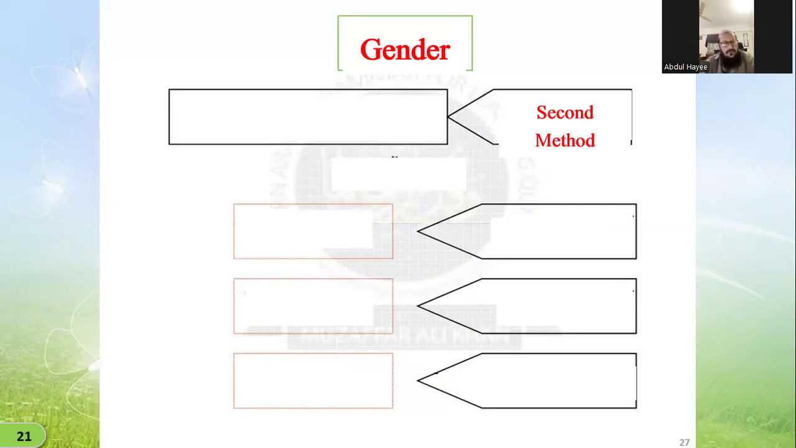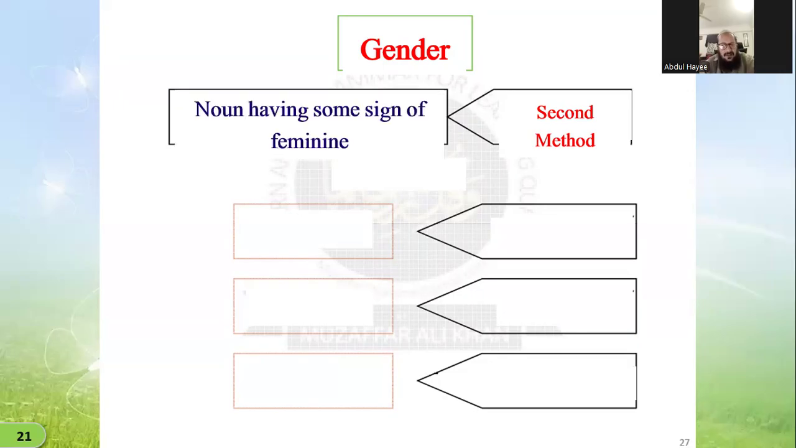That was the first method, how to find the feminine and the masculine. If there is a real one, we consider the word and think, is there a real masculine or feminine? If you say yes, that is the one method you found. Second is finding the gender. The second method is nouns having some signs of feminine. Some nouns have signs of feminine.